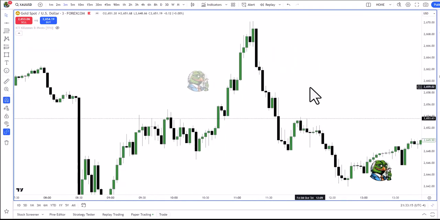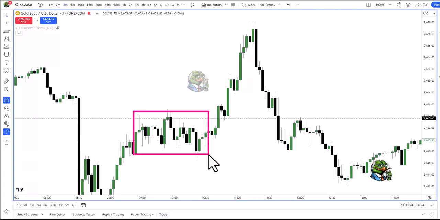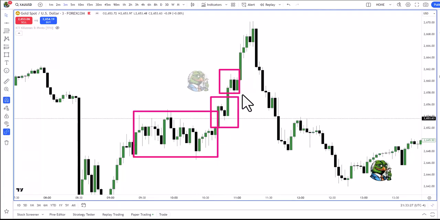Now what do you see here? I've shown you this, right? This is a market maker sell model. You have your consolidation, you have your accumulation, reaccumulation, right?